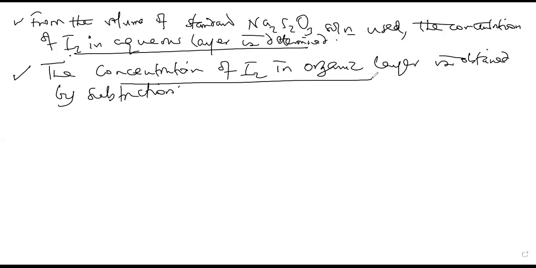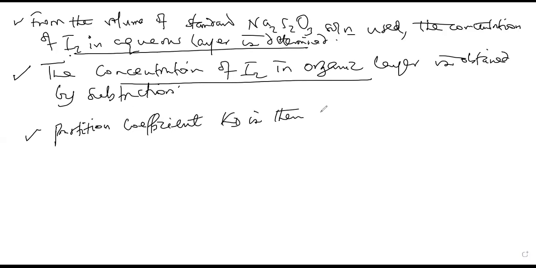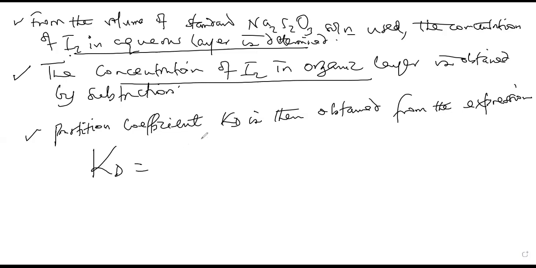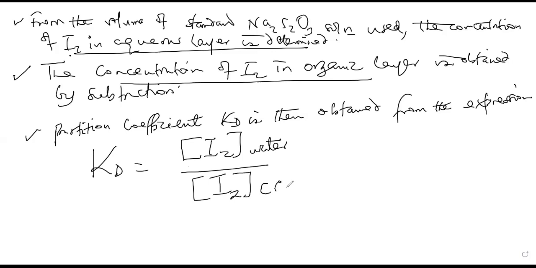What we do now is get the partition coefficient Kd. So we shall say the partition coefficient Kd is obtained from the expression Kd equals the concentration of iodine in water, because they said determination of partition coefficient of iodine between water and tetrachloromethane, so you begin with water, over the concentration of iodine in tetrachloromethane, CCl4. That is how we get the Kd.